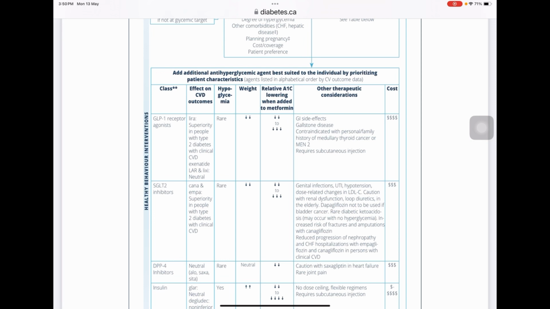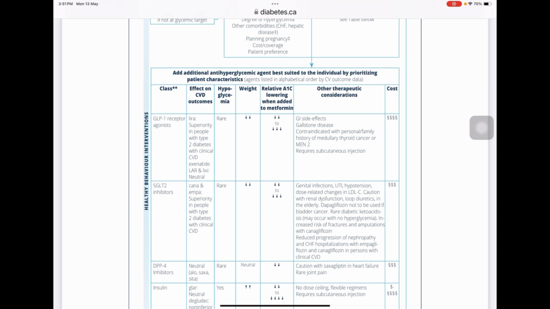UTI, hypotension, related changes in LDL-C, caution with renal functions, loop diuretics in elderly. Dapagliflozin is not used if bladder cancer. Rare diabetic ketoacidosis may occur with no hyperglycemia, increased risk of fractures, amputation, and canagliflozin. Reduce progression to nephropathy and congestive heart failure, hospitalization with empagliflozin and canagliflozin in persons with clinical cardiovascular disease. So this is really good for patients with cardiovascular disease.